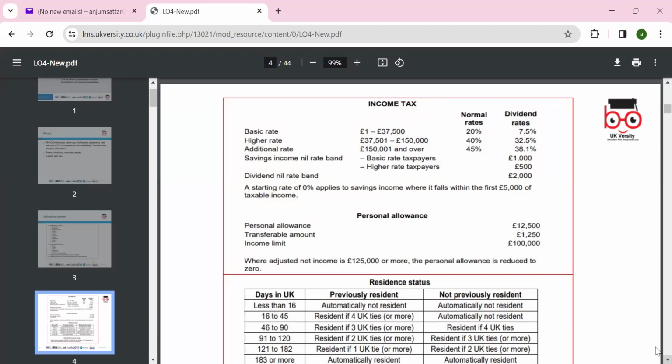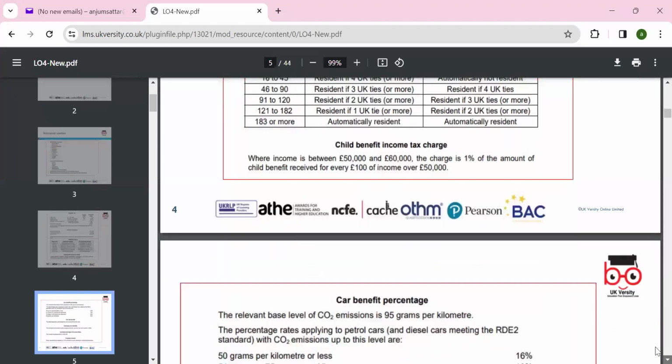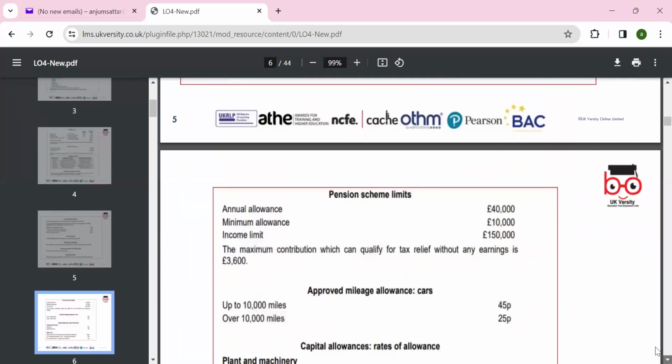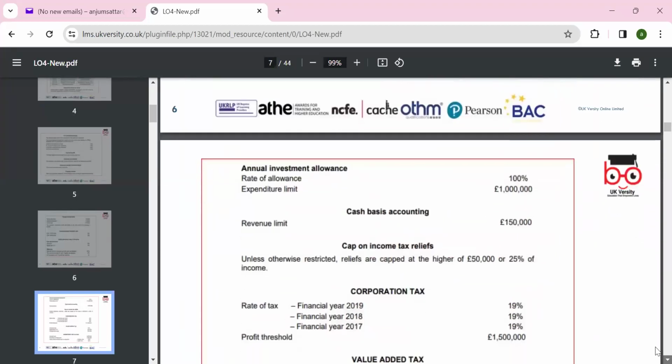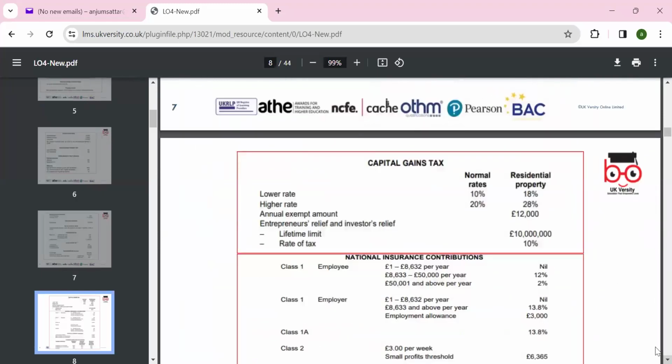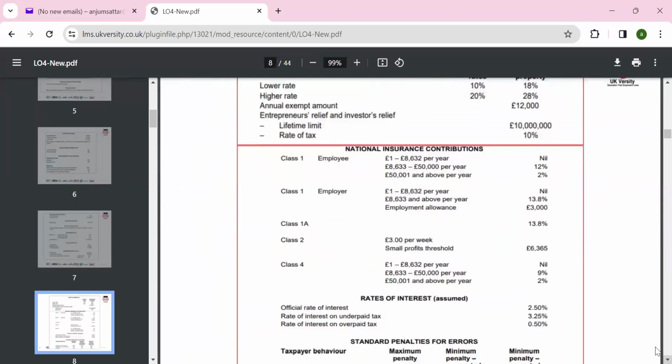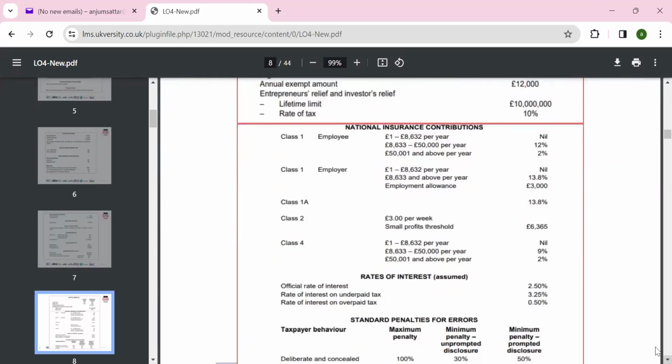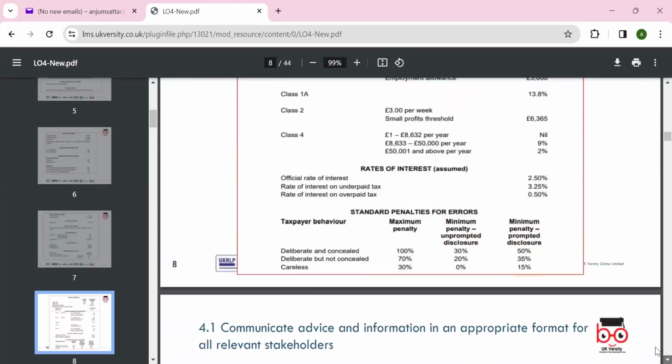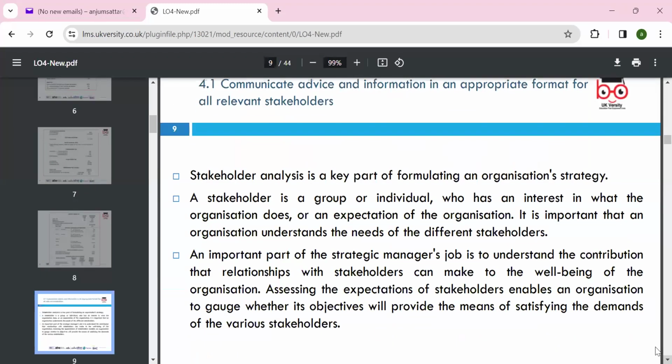So these are the rates we discussed previously. We discussed value added tax, and capital gains tax lower and higher rates for residential properties: the higher rate is 28% and the lower rate is 18%. Then the lifetime limits, and the rates of taxes: National Insurance class 1, class 2 and class 4.